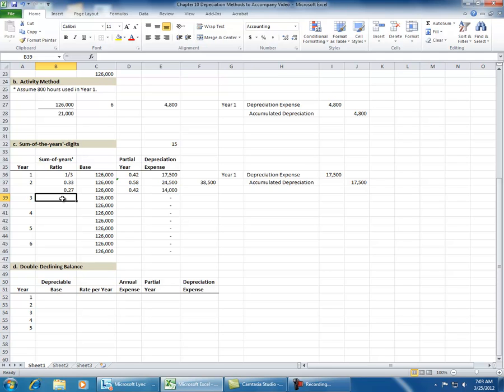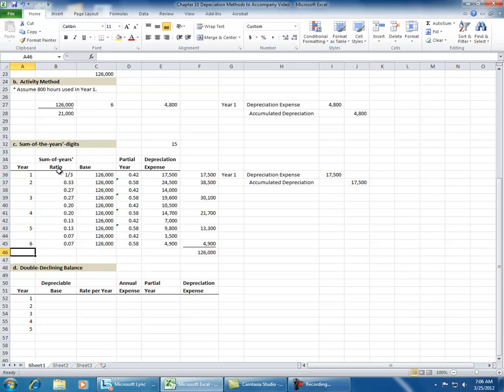And if we move on to the next year, we're going to still continue to use that 4 over 15 for a partial year. And we're going to use 7 out of 12 months. And then we'll move on to 3 out of 15. And we'll complete that year with 5 months. And so we'll have $10,500. So in year 3, we'll have depreciation of $19,600 plus the $10,500.